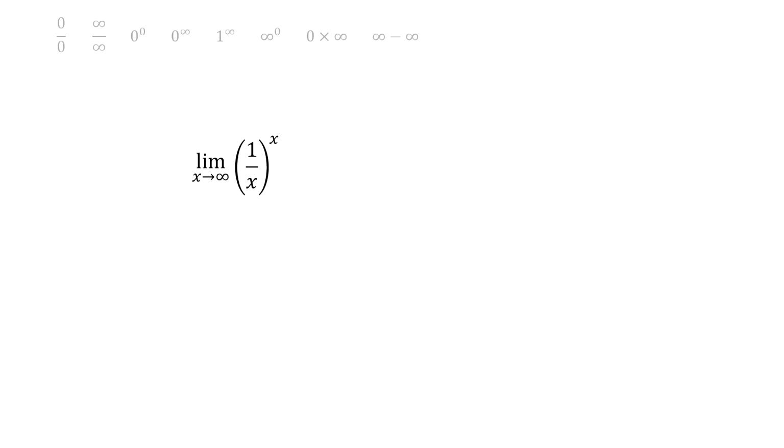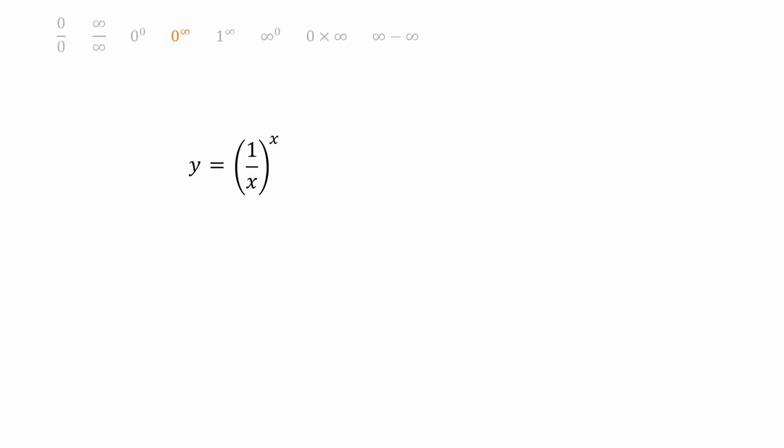This function is very similar to the previous one. However, in this case, the base approaches 0 as x tends to infinity, while the exponent grows without bound. This creates this indeterminate form. It's considered indeterminate because the result depends on how fast the base approaches 0 compared to how fast the exponent increases. If the base shrinks faster, the whole expression may tend to 0. If the exponent grows faster, the result may diverge. They might also balance each other or oscillate. Therefore, we need to use a method like the one used previously.